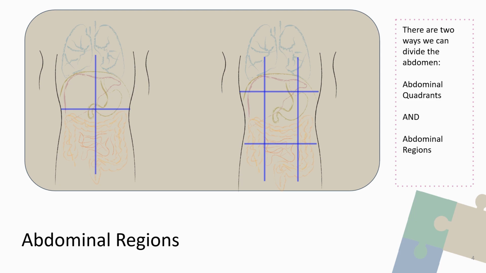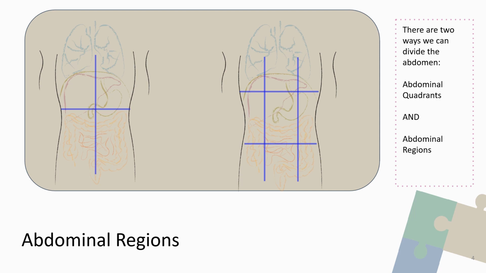If you remember from our prefix unit, and again, you can go back and reference that through our videos, the prefix quad, Q-U-A-D, refers to 4. So when you see our abdomen divided like it is in this left-hand picture, that is what we call an abdominal quadrant. Quad meaning into 4 sections.